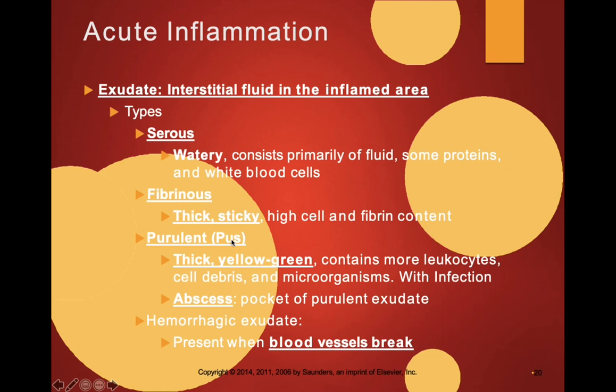Purulent means pus. It's thick, yellowish, green, contains more leukocytes, more cellular debris, and some microorganisms. We'll typically see purulent exudate or pus associated with some sort of infection. When the body contains that infection, we call it an abscess. It's a pocket of purulent exudate.